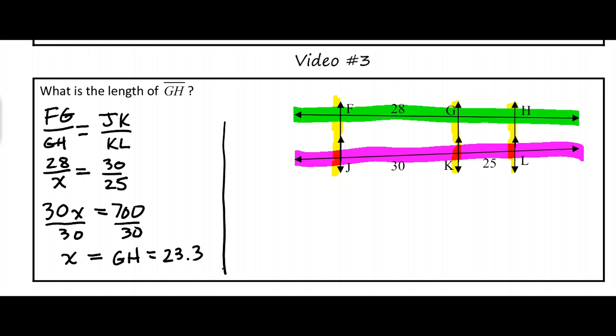Okay, now I'm not going to go ahead and solve it, but I'm going to set up another proportion for you that we could also use. Feel free to go ahead and solve it. Make sure you get the same answer. So another proportion that we could use is FG over JK is equal to GH over KL. So this proportion would also work.